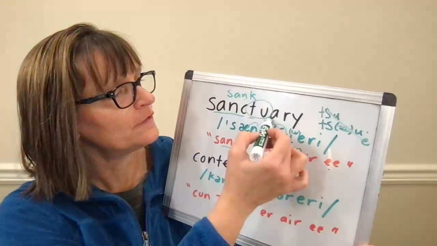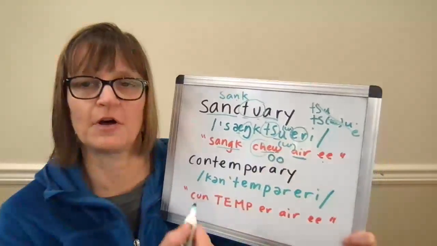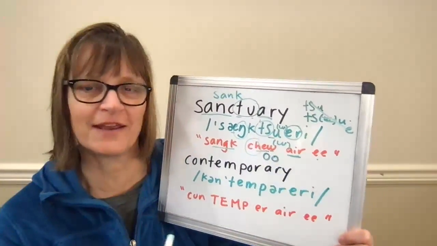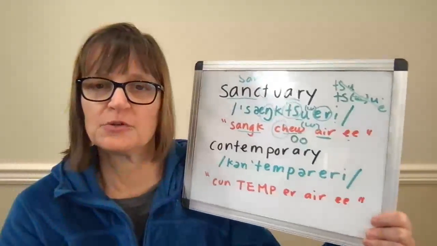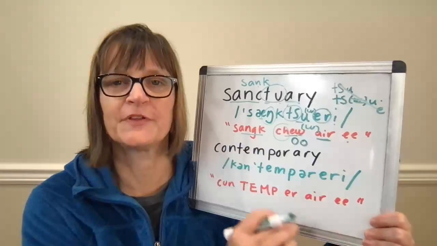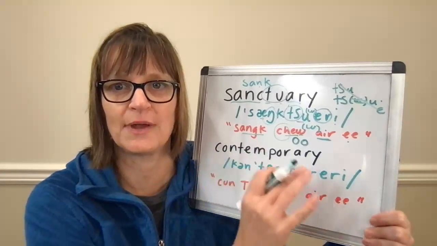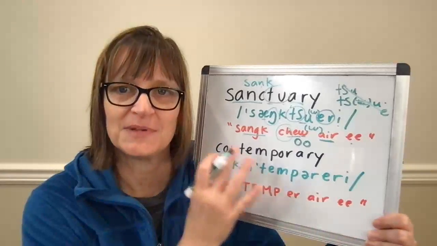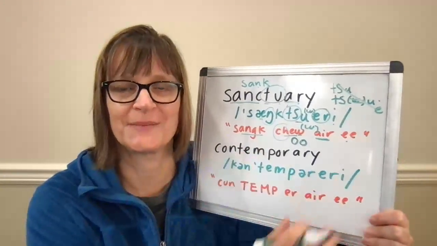Then we have the letters AR saying the air diphthong, so thinking about that like the word air. And finally our Y says an E at the end. So different ways to approach it. You can practice it all together, sanctuary. You can also practice syllable by syllable, sanctuary, and then speed it back up a little bit more, sanctuary, sanctuary.